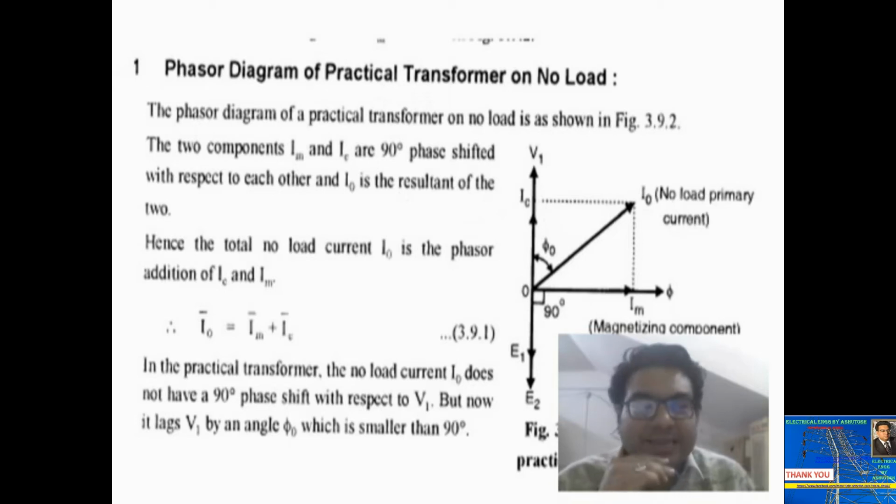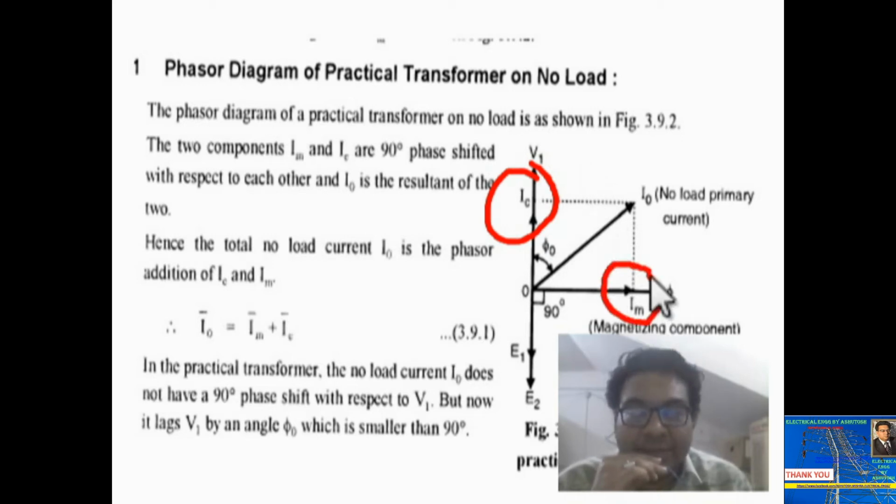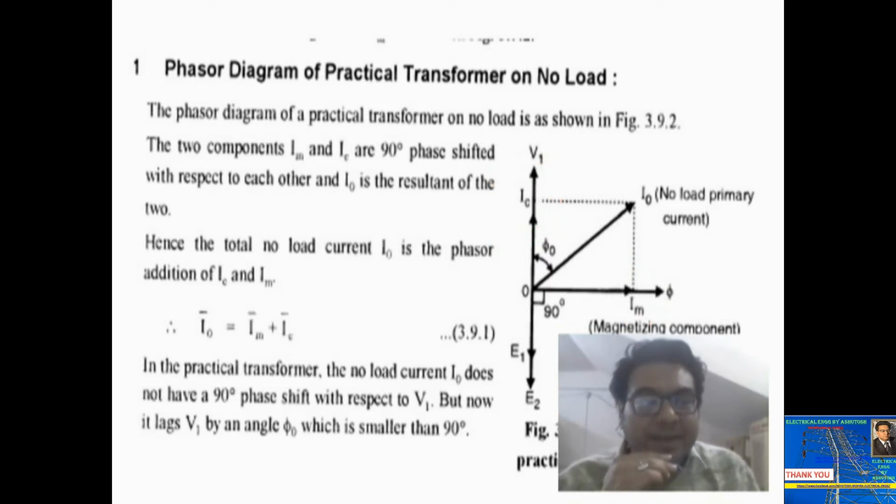Okay, so guys, here what is happening? So see, this is the phasor diagram of a practical transformer where core loss current will be there. Here, guys, IC will be there, which is called the core loss current of the transformer, and there will be the magnetizing current IM. Okay, so let's start. So first of all, what is done? What will be done first?